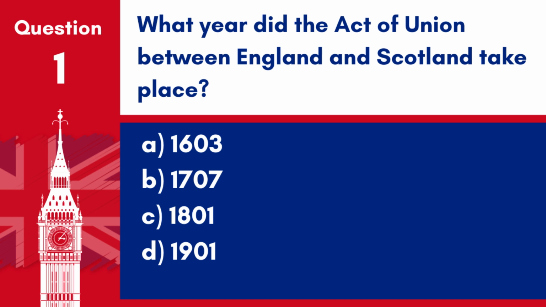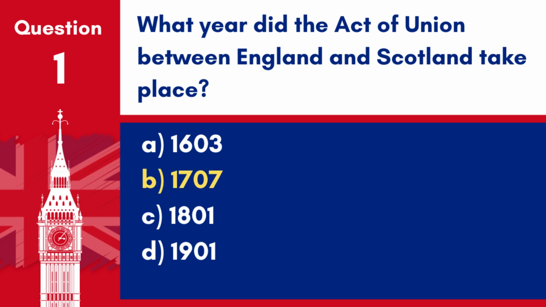Question 1. What year did the Act of Union between England and Scotland take place? A. 1603, B. 1707, C. 1801, D. 1901.